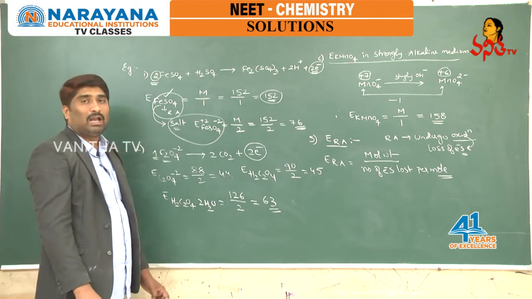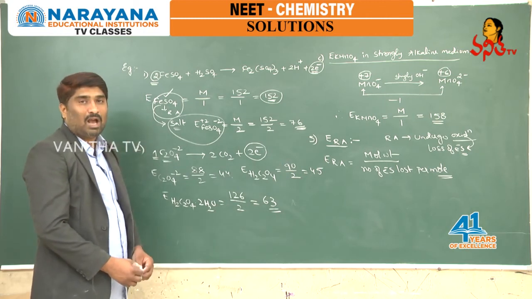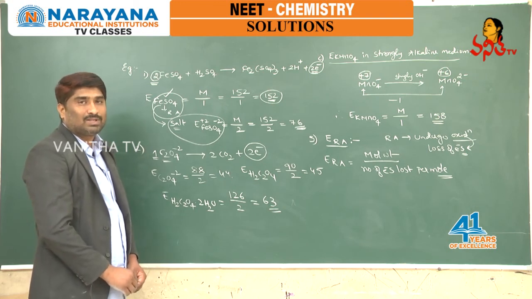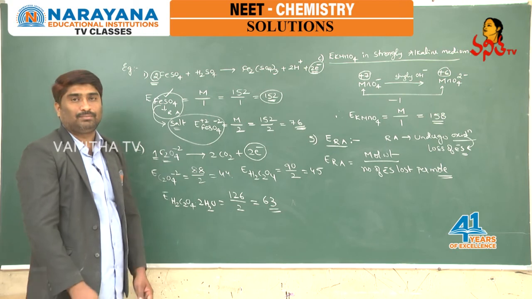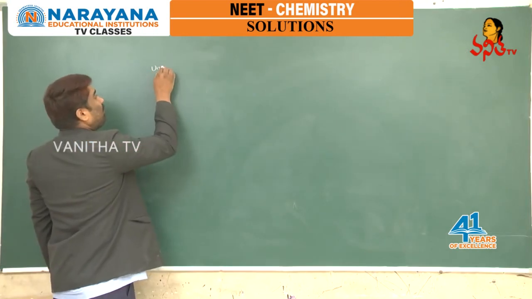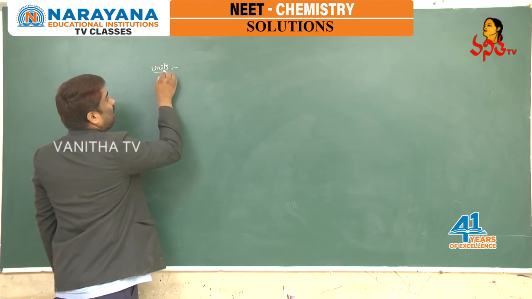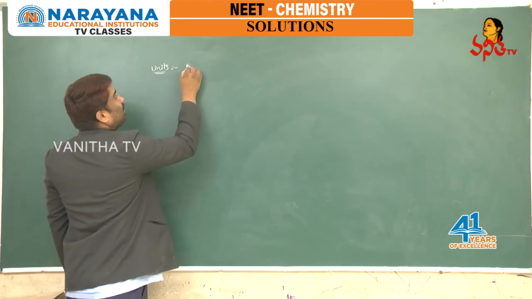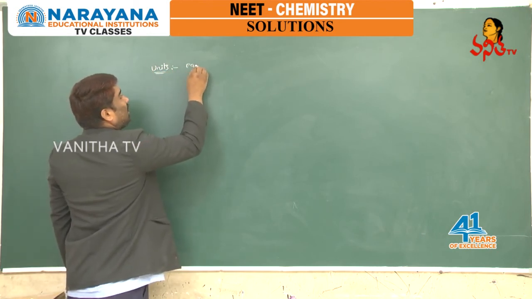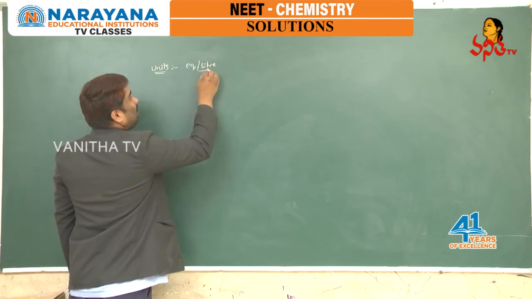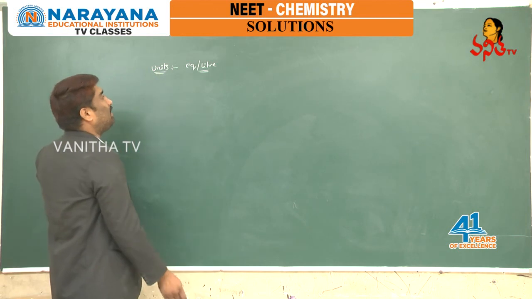These are the calculations of equivalent weights of acids, bases, salts, oxidizing agents as well as reducing agents. Next, coming to units of normality. Till now we have calculated the equivalent weights. Coming to units, the unit of normality is equivalents per liter. Molarity is moles per liter, here it is equivalents per liter.